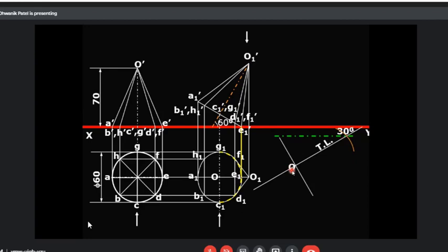Now O is your center point. Take a radius of the reduced axis length, with O as the center, and make an arc on this center line. So you will get point O2. So O1 is equal to O2, and then you will transfer the whole shape.